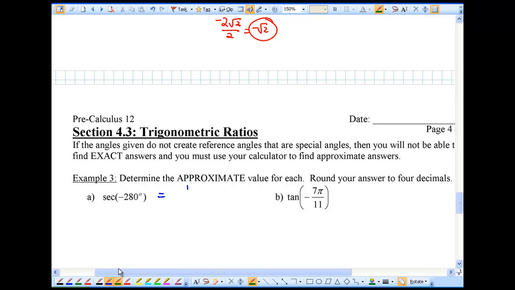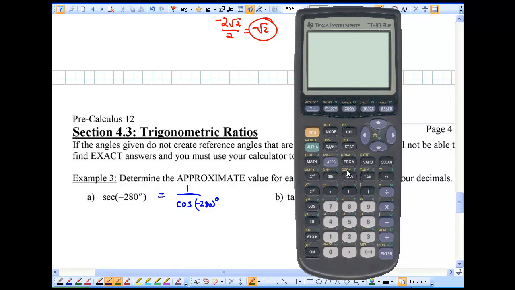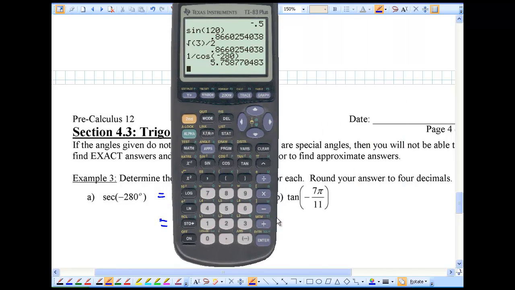Secant of -280, well, that's just 1 over cosine of -280 degrees. So just go use your calculator. Make sure you're in degree mode, by the way. So mode, oh good, I'm in degree already. And just punch it in. 1 divided by cos -280. I asked for 4 decimal places, so 5.759. Okay. Whoa.